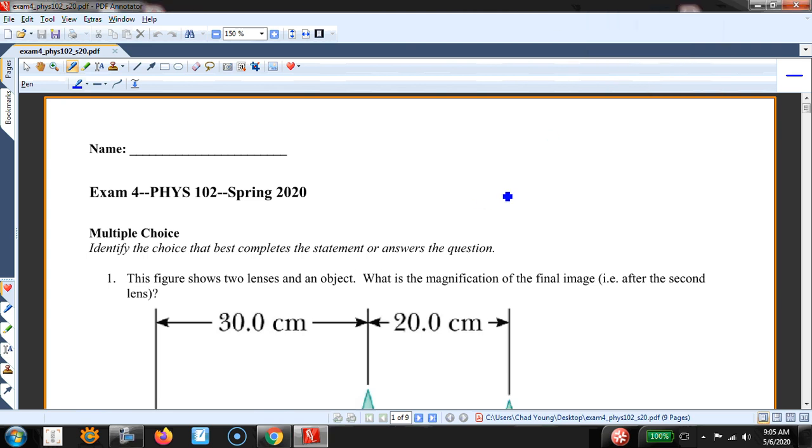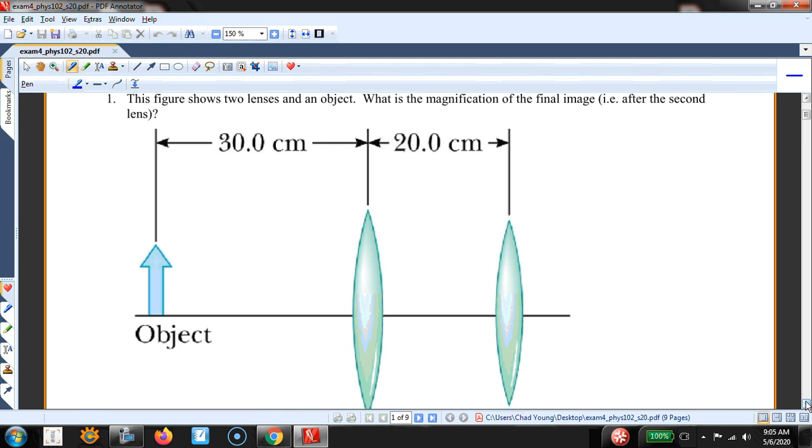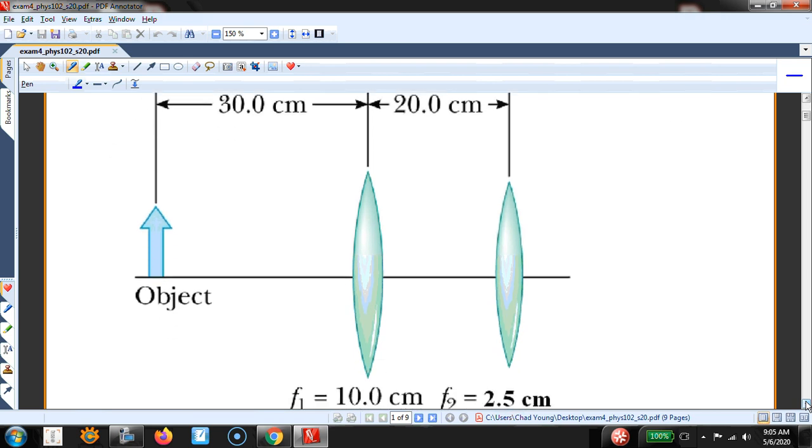Okay, it's exam 4 for spring 2020. First, we start out with a two-lens system. Just treat this like two one-lens systems. So my first one, I have P equals 30, F equals 10, and I need to know what Q is, and I need to know what M is. I'll call this M1.